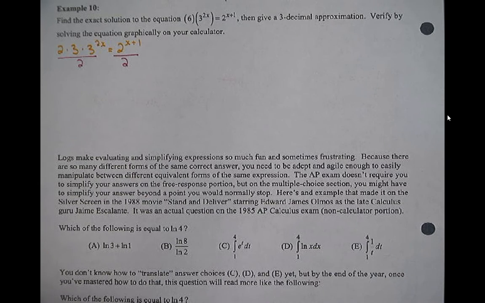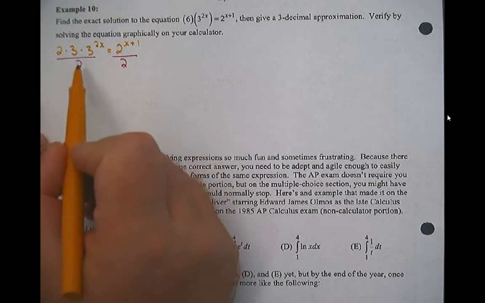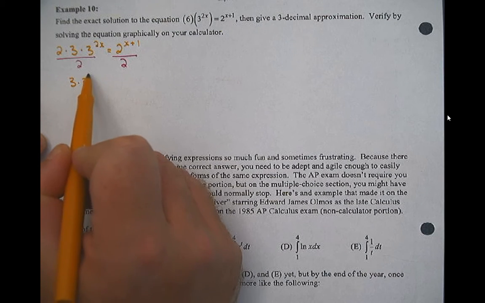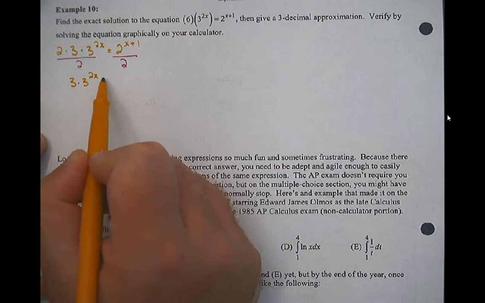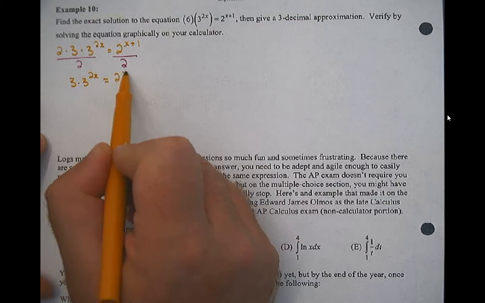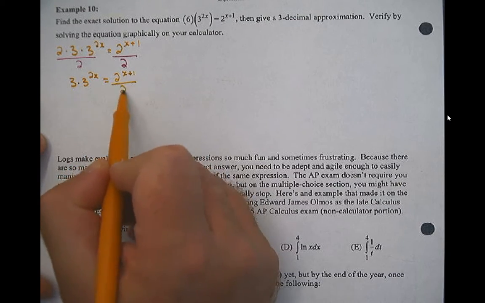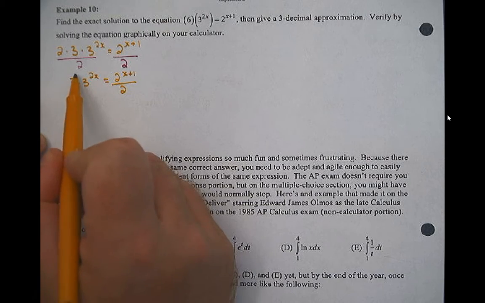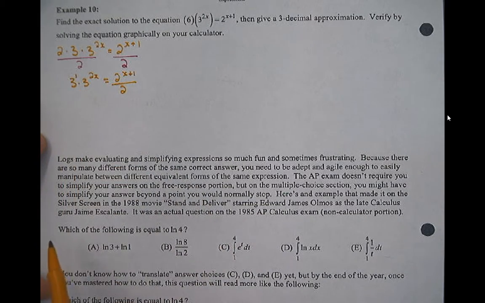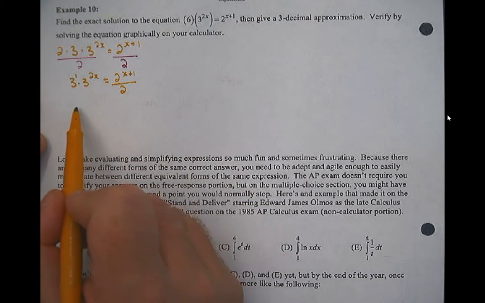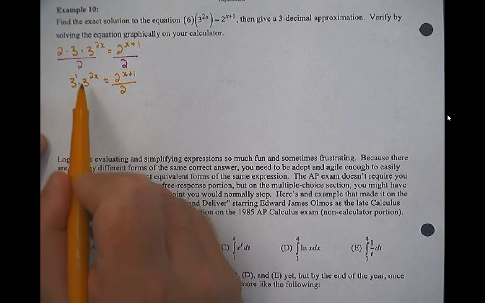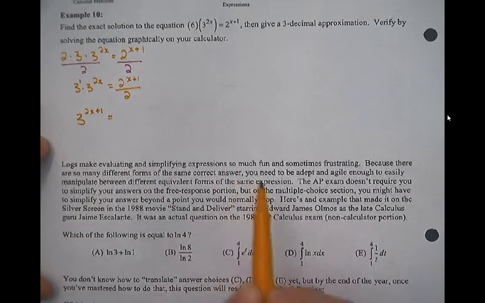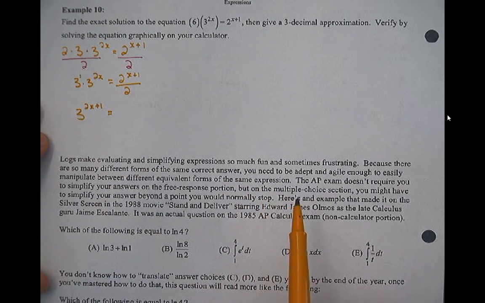This is our first log property. So now we have 3 times 3 to the 2x equals 2 to the x plus 1 over 2. Well, these have the same base. They're getting multiplied together, which means I can do what with their exponents? Hopefully you said that we could add those exponents together. Now I'm going to put the 2x first. So we could have 3 to the 2x plus 1.